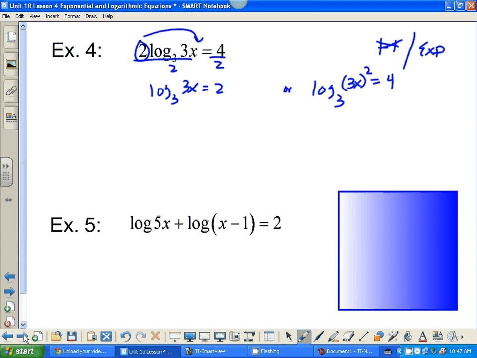Next, I'm going to exponentiate. So this means 3, which is my base, since a log is an exponent, squared equals 3x. So 9 is equal to 3x, and x is equal to 3.